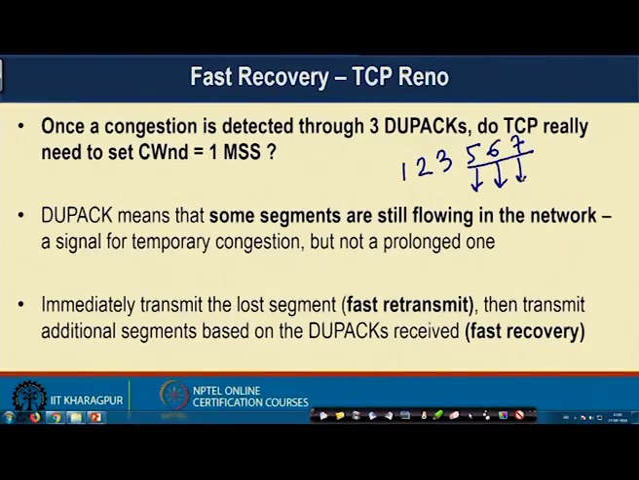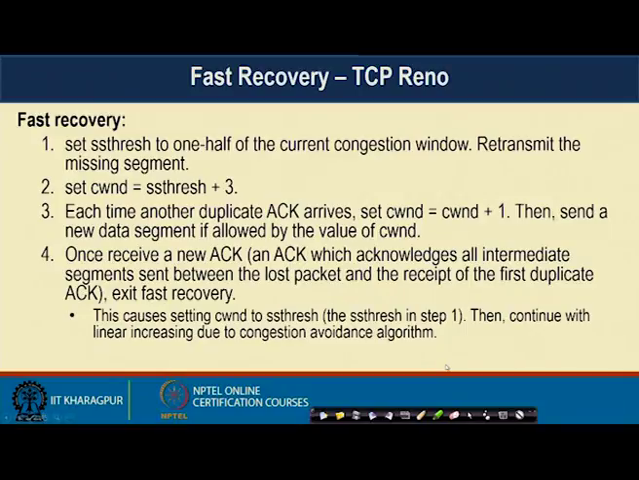So, what do we do here? You immediately transmit the lost segment, which we call the fast retransmit, and then transmit additional segments based on the duplicate acknowledgements that have been received. We call this concept fast recovery. So, what happens in fast recovery? You set the slow start threshold to half of the current congestion window, retransmit the missing segment, that is the fast retransmit. Then you set the congestion window to the current slow start threshold plus 3.